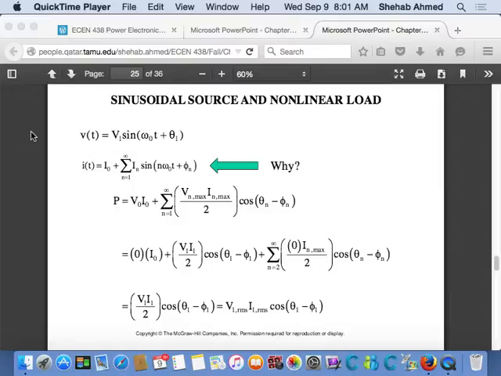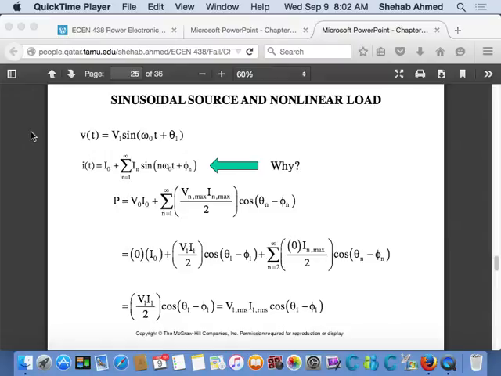So you have the voltage multiplied by the current multiplied by the cosine of the difference between the voltage angle and the current angle, which is the power factor. So VRMS IRMS cosine theta 1, VRMS IRMS cosine theta n for the nth harmonic, the angle between the voltage and current for the nth harmonic, second, third, fourth, and so on and so forth.